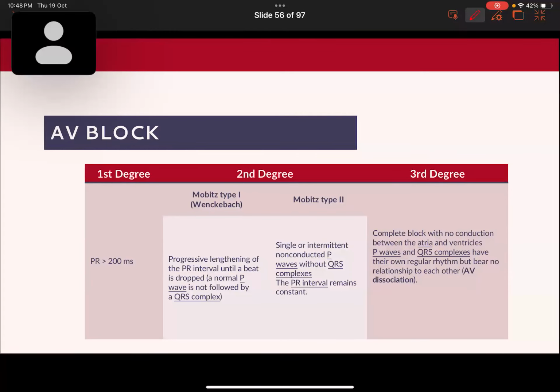So when we talk about the AV block, we have 3 degrees. There's a first degree, then there's second degree, and then there's a third degree. So first degree is when you only have a prolonged PR interval, and that is more than 200 milliseconds. 200 milliseconds is basically just 1 large square. So you can memorize either of which.